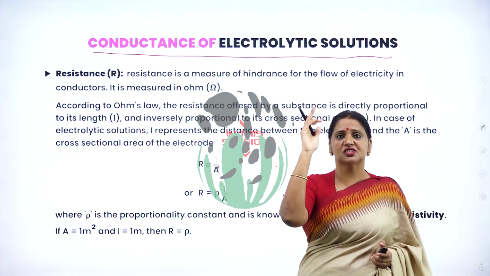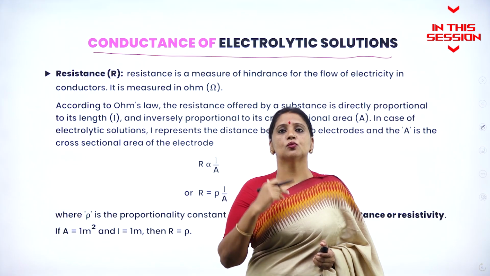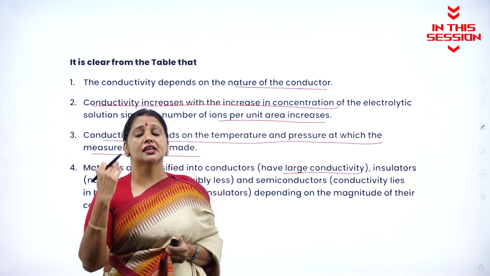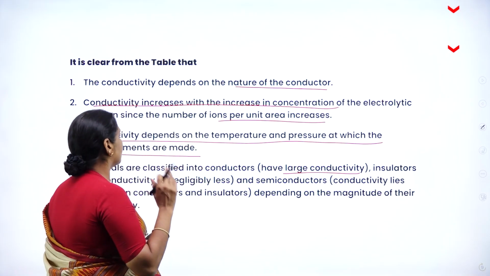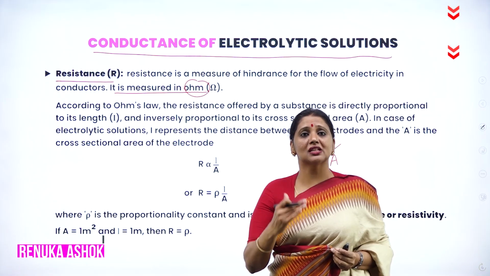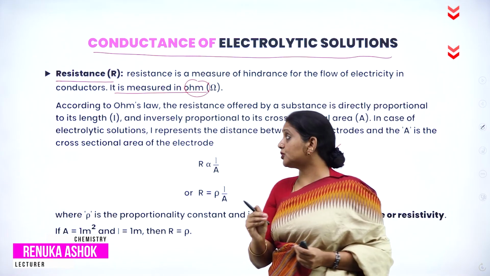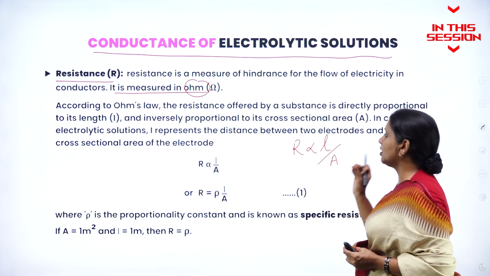Electrolytes are the substances which conduct electricity either in their aqueous state or in their molten state. Materials are classified into three types: conductors, insulators, as well as semiconductors, depending upon their conductivity. When you consider Ohm's law, the resistance of any electrolytic solution is directly proportional to the length and inversely proportional to its area of cross section.